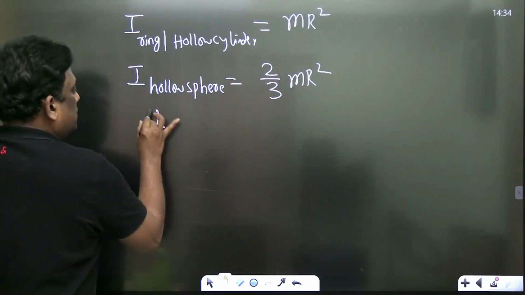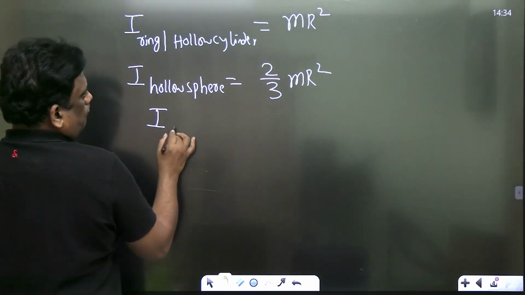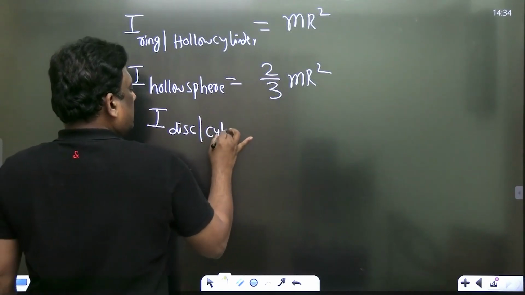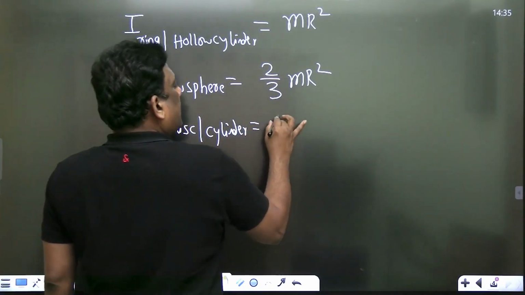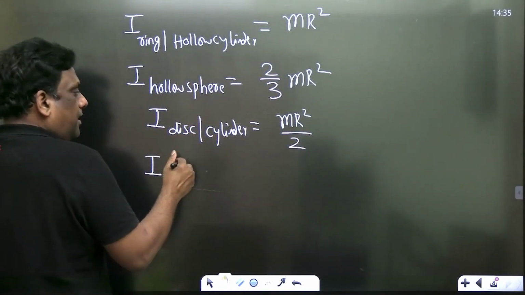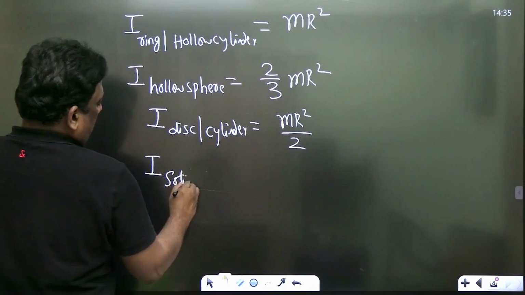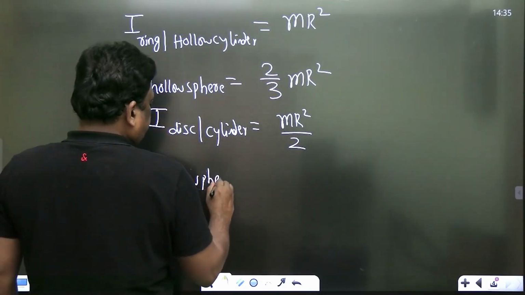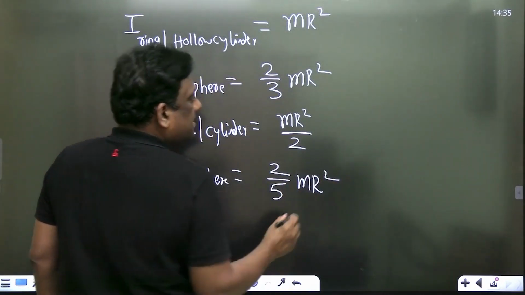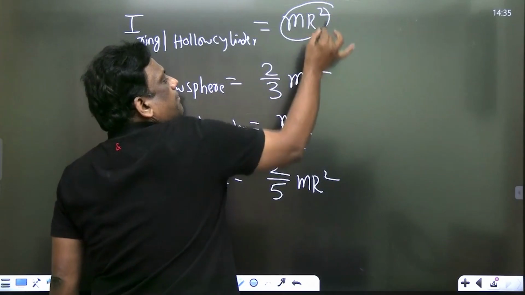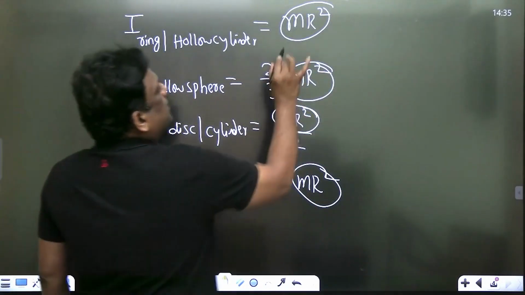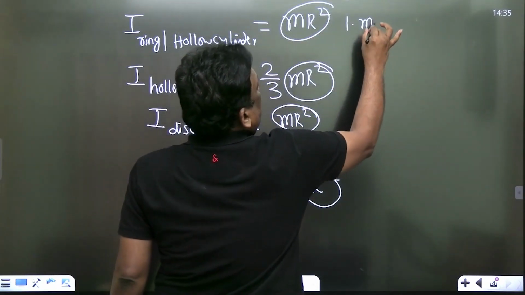What is the moment of inertia of a disc or cylinder? That is mr square by 2. And what is the moment of inertia of a solid sphere? It is 2/5 mr square. Look, in all these, mr square is common. So what is not common? The coefficient. So I will write this as 1 into mr square.